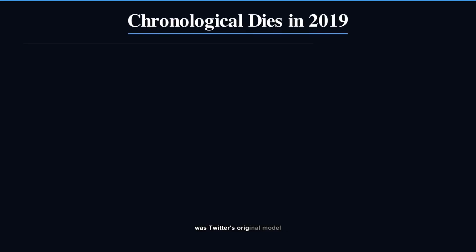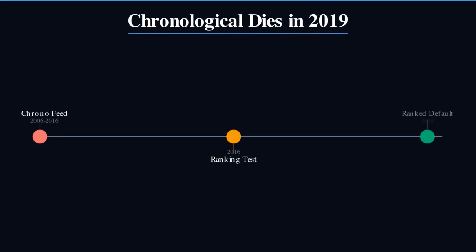Chronological was Twitter's original model, newest tweet on top. Since 2019, that's gone. Now an ML model ranks roughly 800 candidates by predicted engagement before showing you anything.